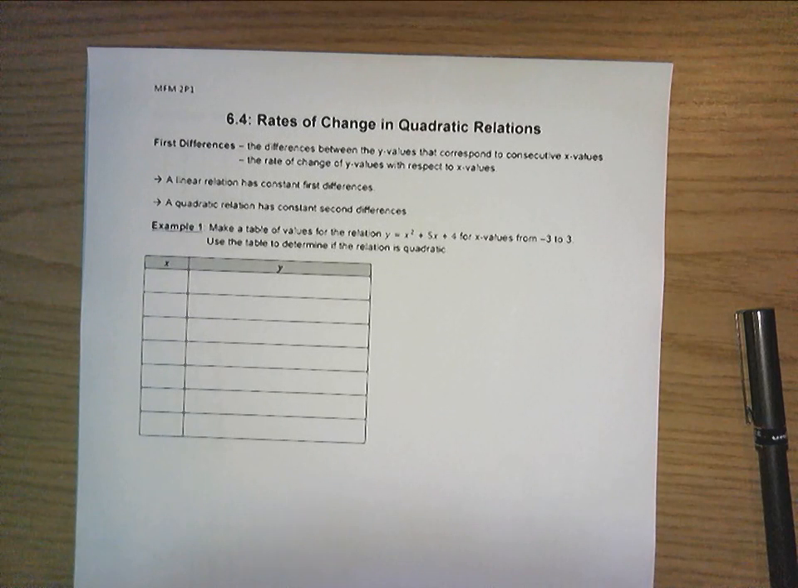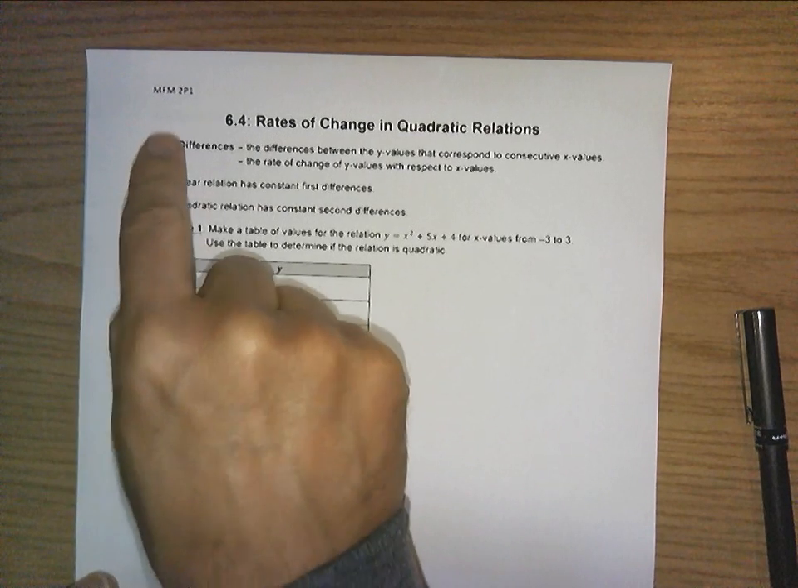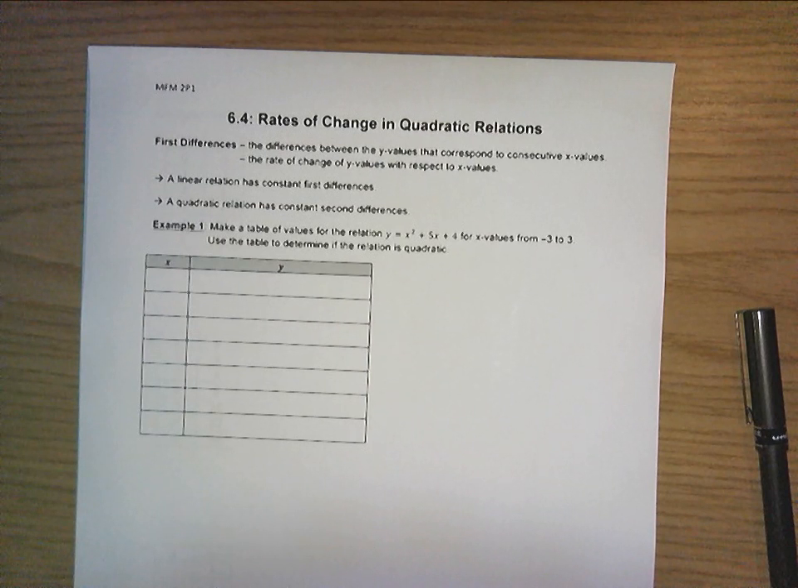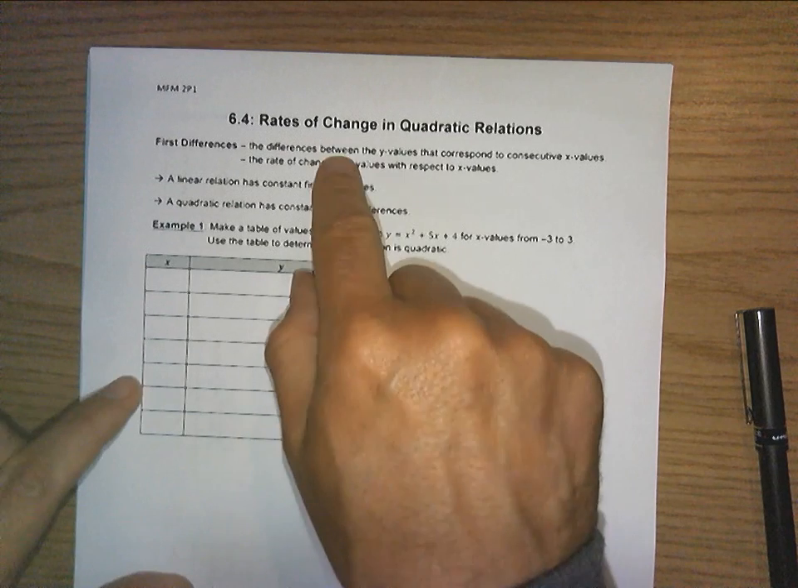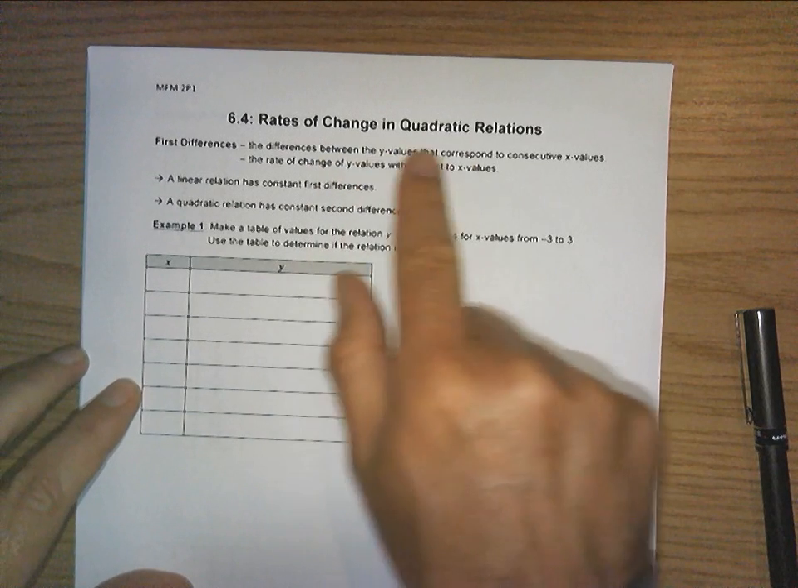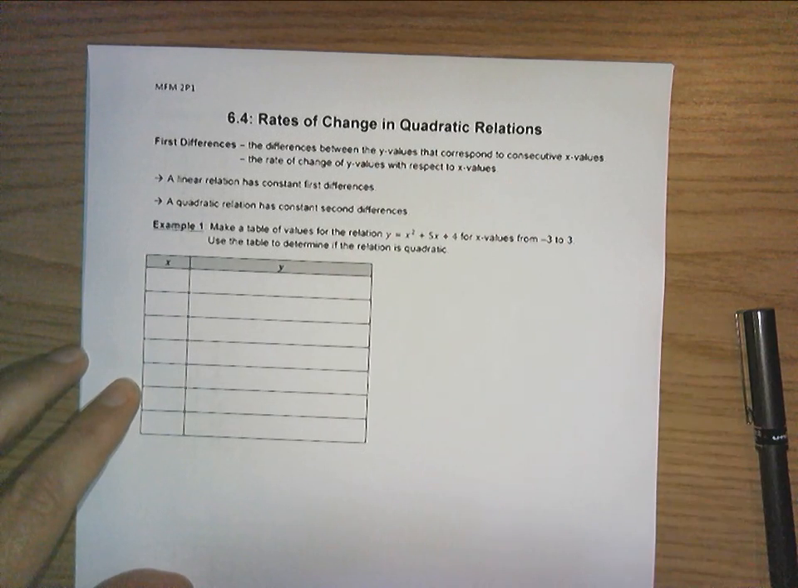Okay, last little bit we kind of have to talk about. And we have talked about this already, but this is just putting it together formally. We're going to talk about first differences. Now that's something that came out of your grade 9 unit. First differences are the differences between the y values that correspond to consecutive x values.